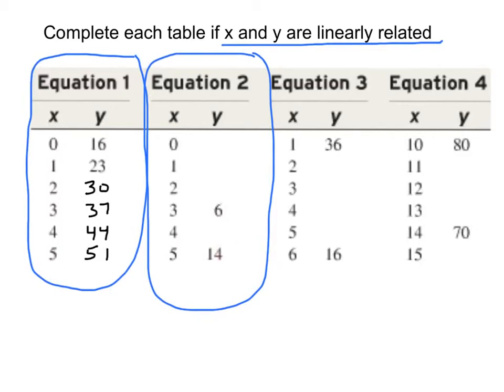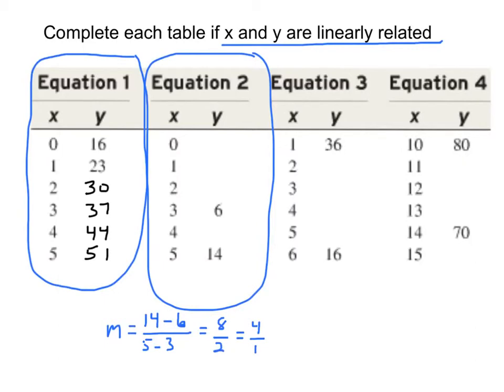So the slope would be y2 minus y1, so 14 minus 6, divided by x2 minus x1, which would be 5 minus 3. That would be 8 over 2, which would be reduced down to 4 over 1, or just 4. But when you look at it as 4 over 1, that shows you that y changes by 4 every time the x changes by 1. So every time you go up 1 on your x, your y should change by 4.